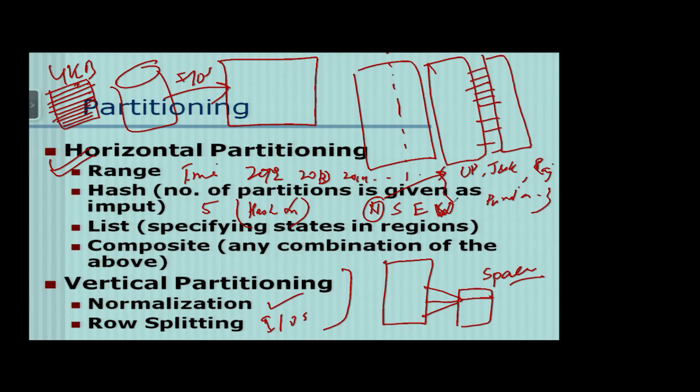And then there are combinations of partitions of the above type. So I can combine a range with a hash, or a range with a list, or a hash with a list, right? And sub-partitioning is also allowed. So suppose I first created a partition with respect to, say, years, but then I can partition with respect to some other dimension, right? So that is all possible. So Oracle supports all these types of partitions.